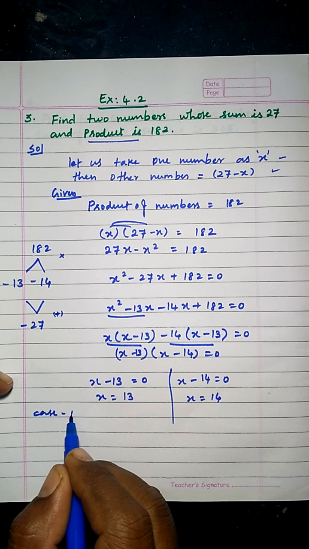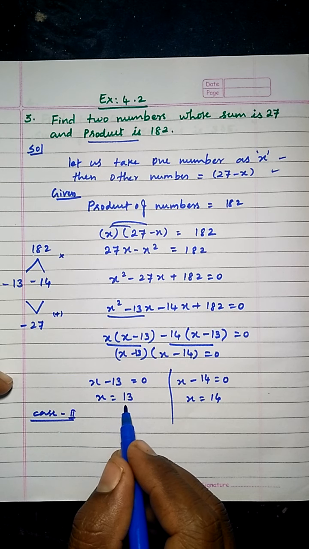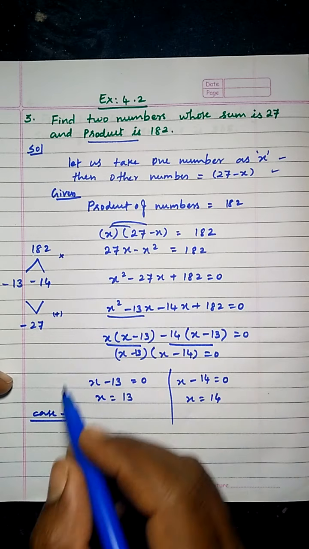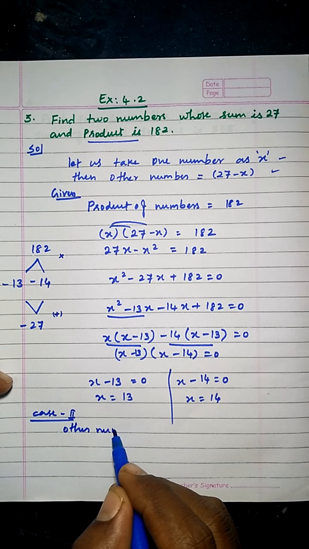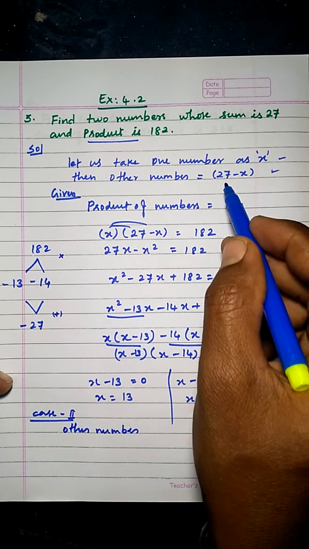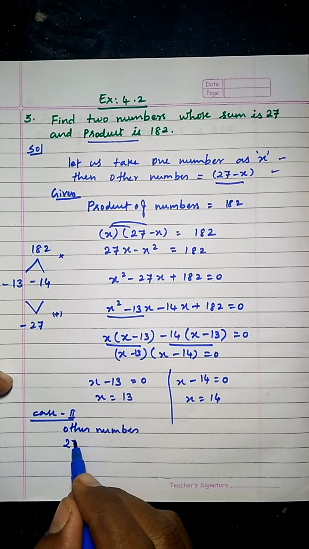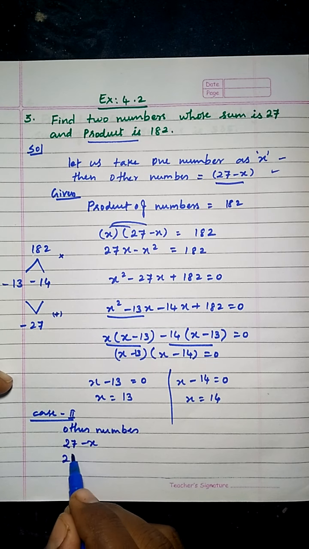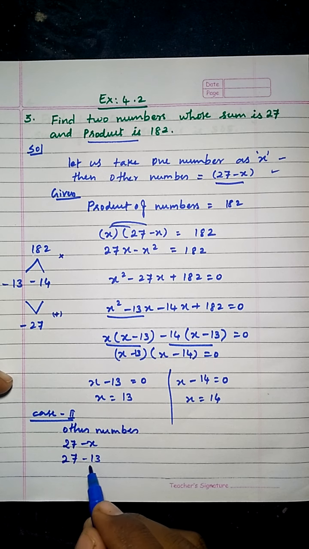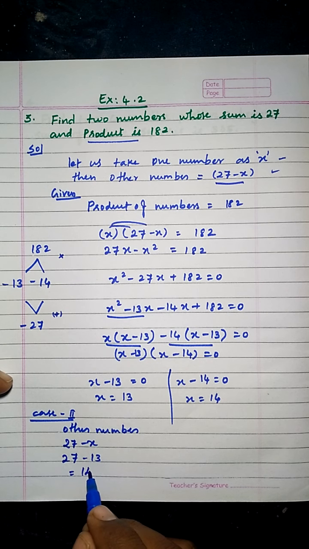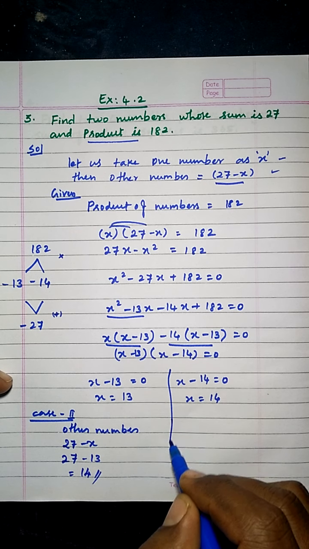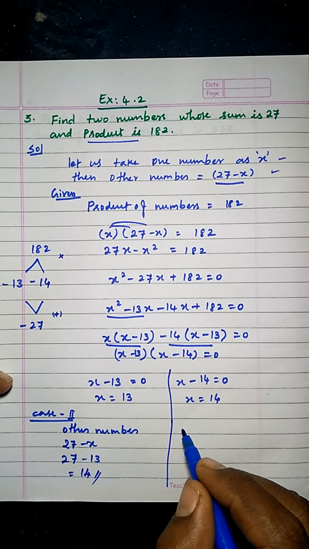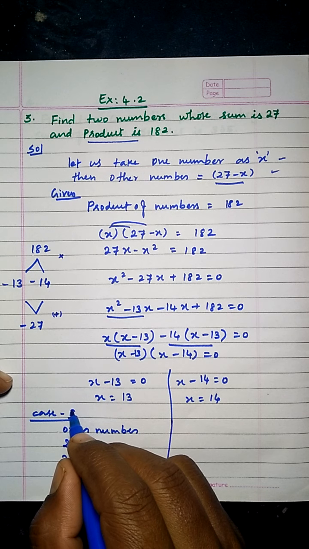Let's take case 1. If x equal to 13, then what is the other number? The other number we have taken as 27 minus x. So 27 minus 13, if you subtract, you will get 14 as the other number. So the first number is 13 and the other is 14. This is case 1.